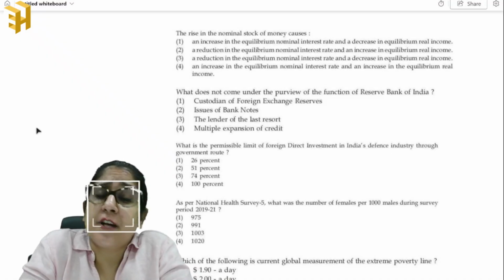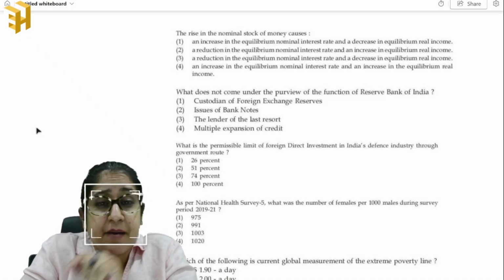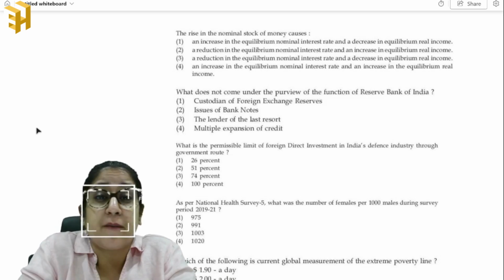Do you think you really know economics? These MCQs are designed to even trap the toppers.